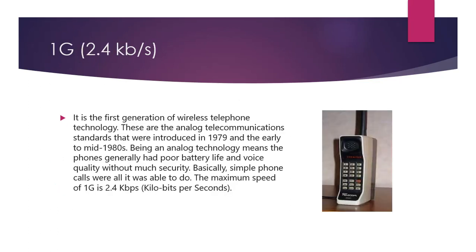Now let us move one step ahead and learn about 1G. This is the first generation of wireless telephone technology. These are the analog telecommunication standards that were introduced in 1979 and the early to mid 1980s. Being an analog technology means that phones generally had poor battery life and voice quality without much security. Basically, simple phone calls were all it was able to do. The maximum speed of 1G is 2.4 kbps, or kilobits per second.